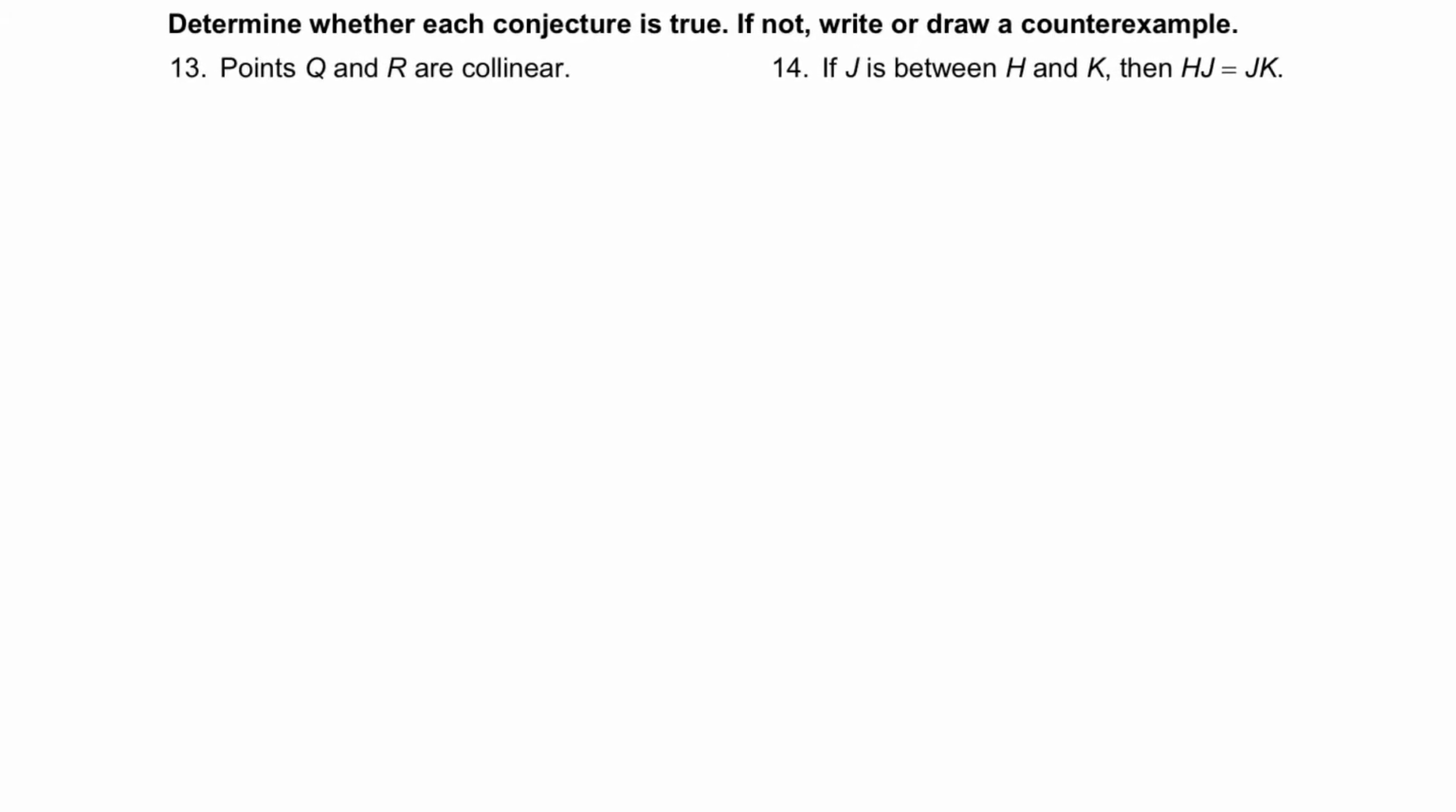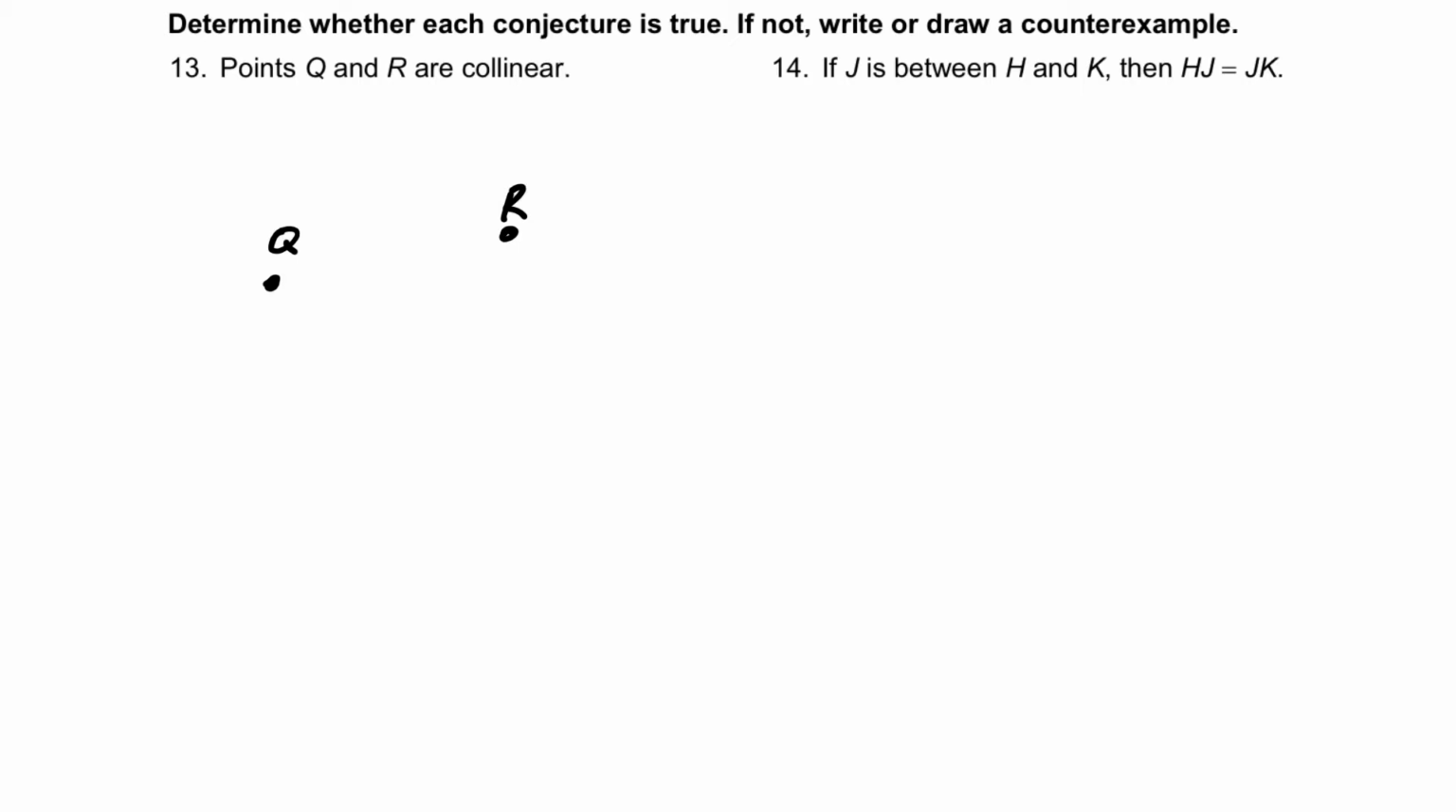All right, in 13 and 14, we need to decide whether the conjecture is true or not. If it's true, then we just write true. But if it's false, then we need to make a counterexample. So let's look at 13 first. I've drawn 2 points for you, just kind of randomly. And the conjecture in number 13 is that Q and R are collinear.